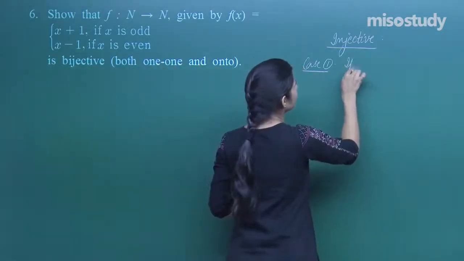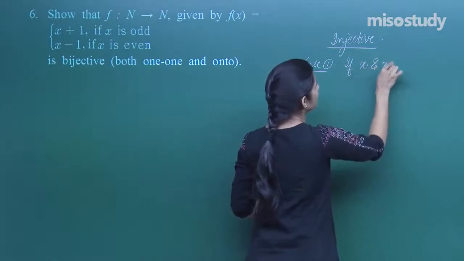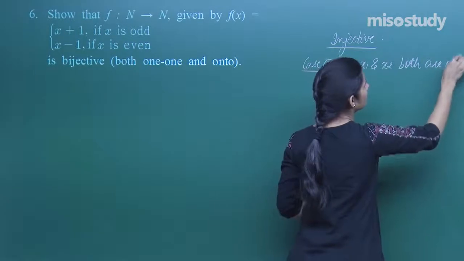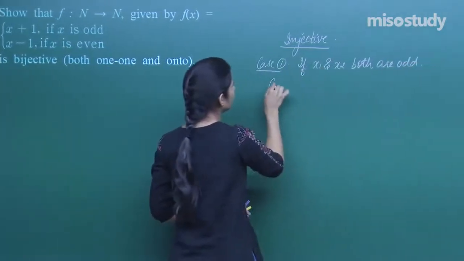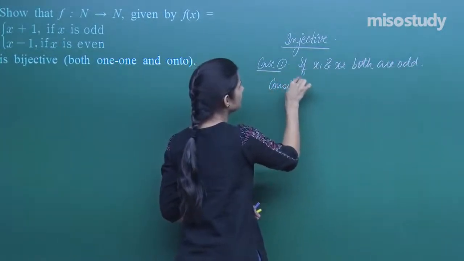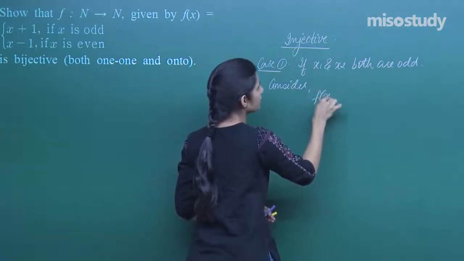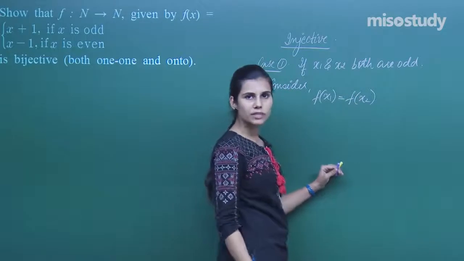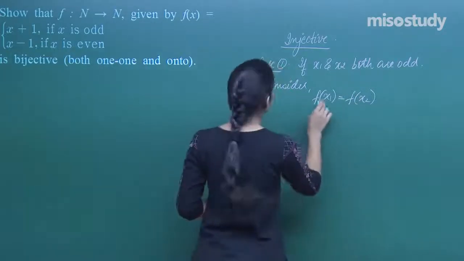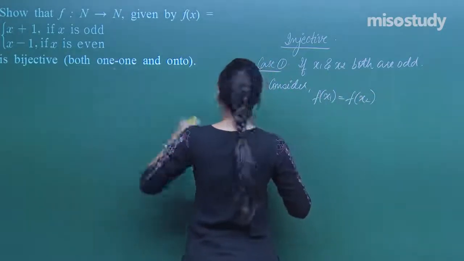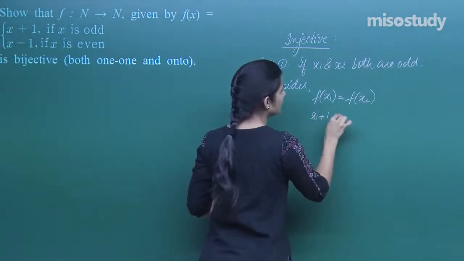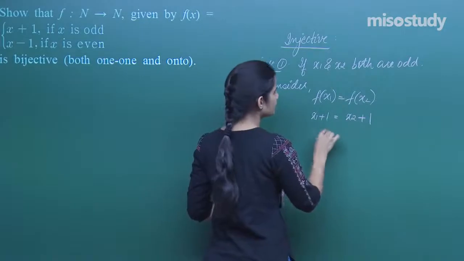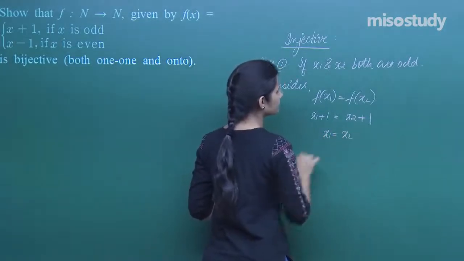I am saying if x1 and x2 both are odd, then you consider f of x1 equals f of x2 and the algorithm says I need to show x1 equals x2. F of x1, if x1 and x2 both are odd, then f of x1 is x1 plus 1 and this is x2 plus 1. Clearly you can see 1, 1 is out, you get x1 equals x2.